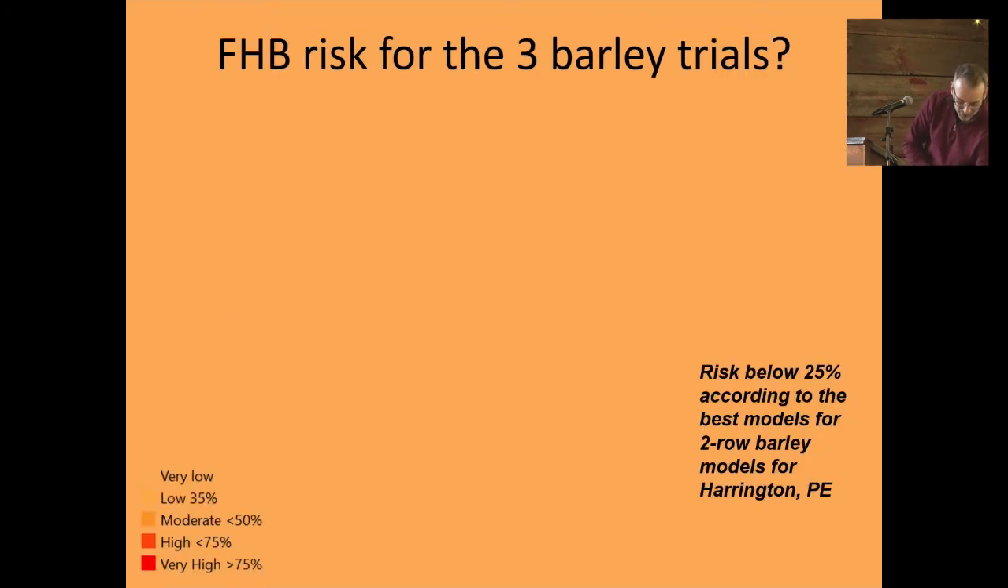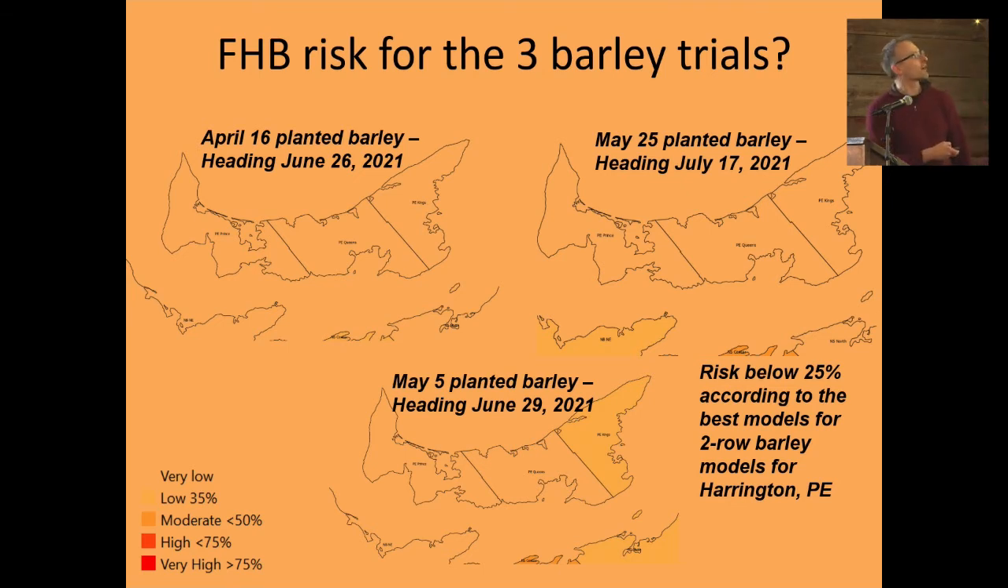So how did that compare to the risk models? Well, using the barley risk models, it actually predicted that there would be low risk, below 25% for each of the trials, and that corresponds with what we saw. We actually had relatively clean barley.